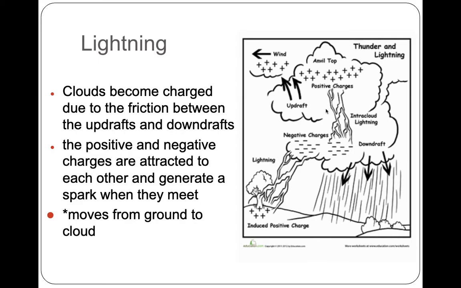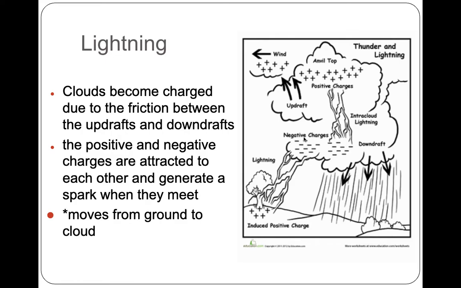So clouds can become charged in this way due to the friction that's created between updrafts and downdrafts. So updrafts is air going up, downdrafts is air going down. Remember, air is particles, it's made of atoms. So here we have a separation of charges. We have positive charges on the top of the cloud and negative charges towards the bottom of the cloud here. So those charges are separated. So sometimes we can have electricity happen within the cloud.